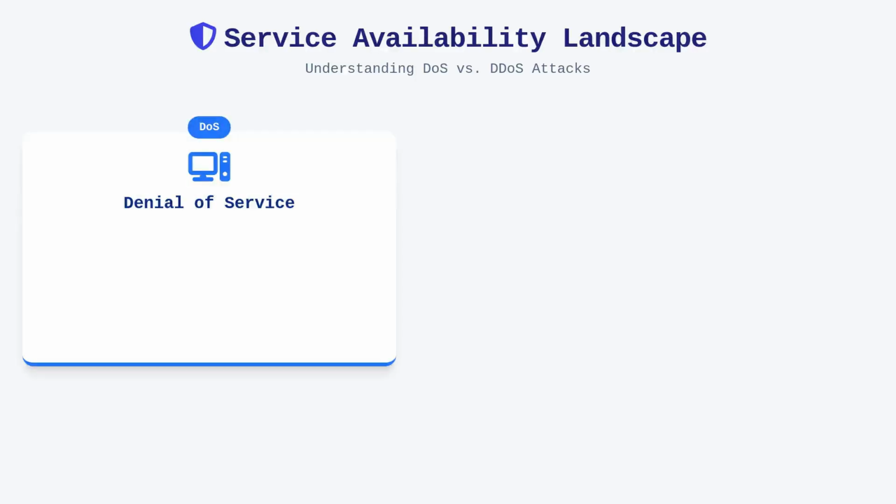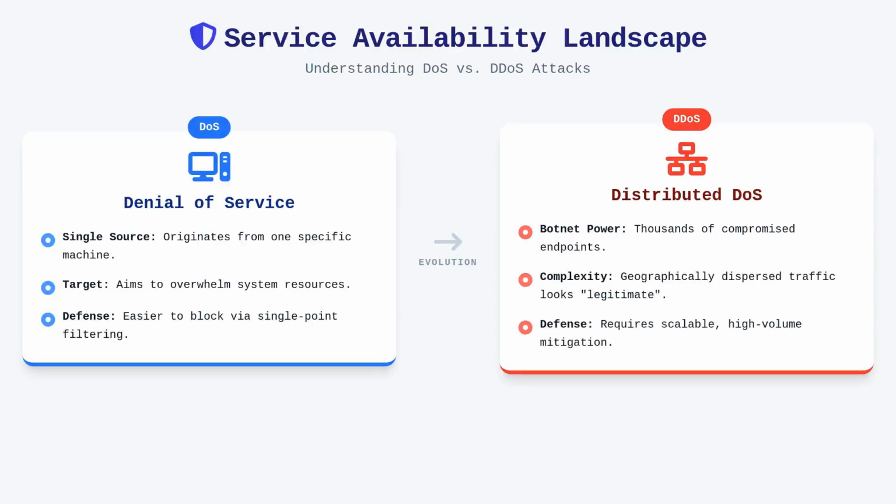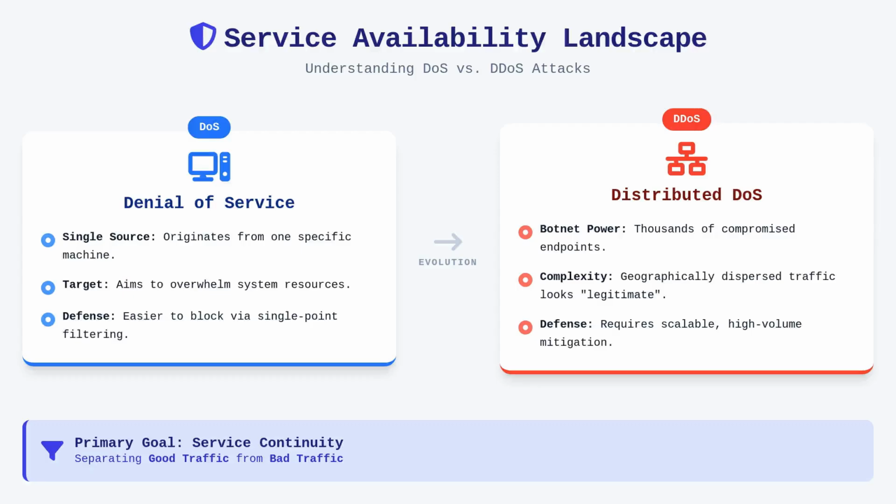To understand the landscape of service availability, we must first distinguish between denial of service and distributed denial of service. While a denial of service attack originates from a single source aiming to overwhelm a target's resources, a distributed denial of service attack leverages a botnet to launch traffic from thousands of compromised endpoints simultaneously. This distributed nature makes blocking malicious traffic significantly harder because the incoming requests often appear to originate from legitimate, geographically dispersed users. When addressing these incidents, the primary goal is to maintain service continuity while separating the good traffic from the bad. Understanding this fundamental difference is the first step in designing an effective defense strategy, as your mitigation techniques must scale to handle the overwhelming volume inherent in distributed attacks.